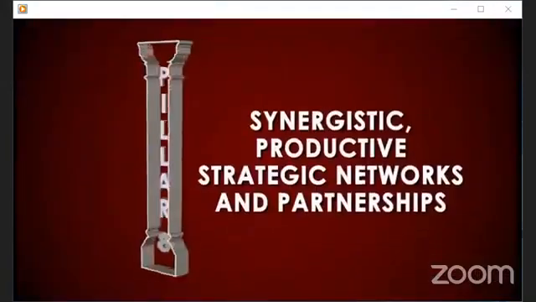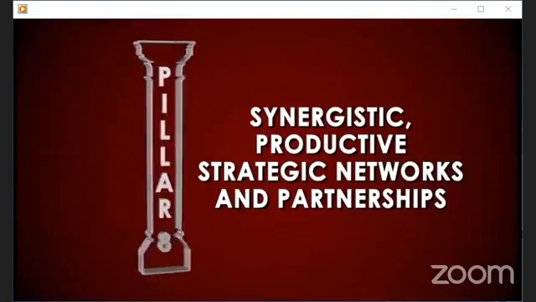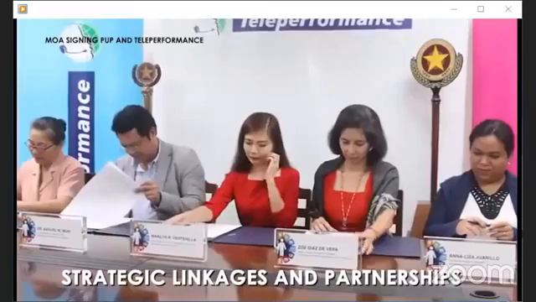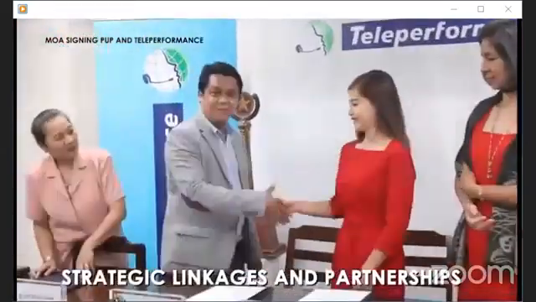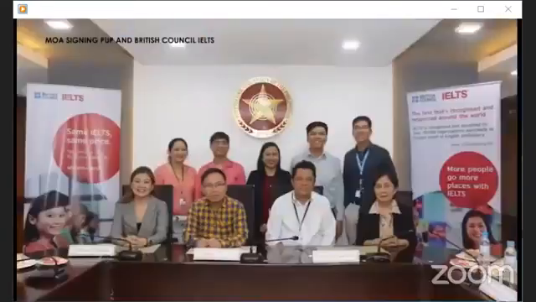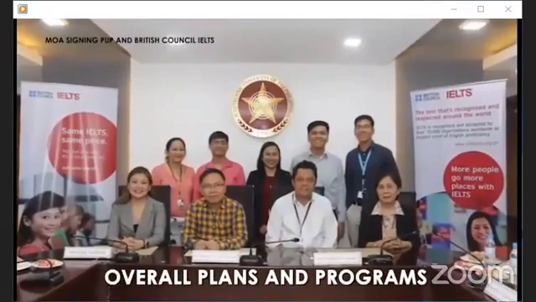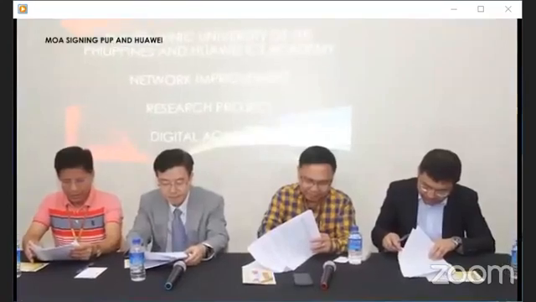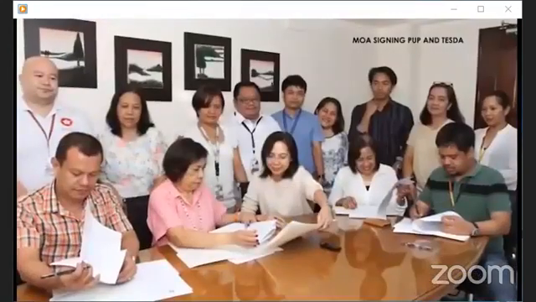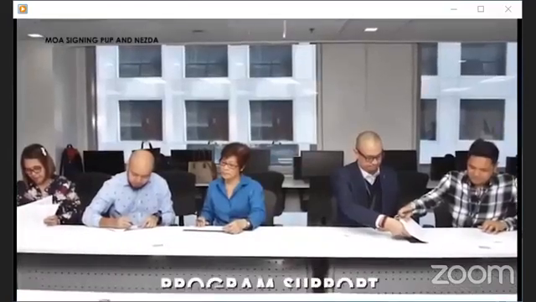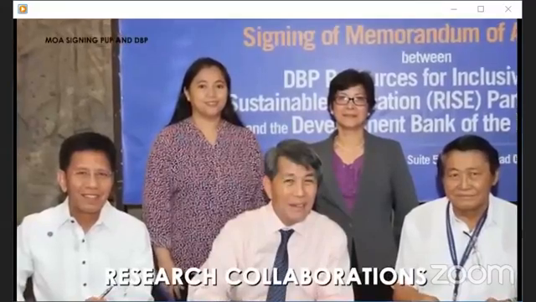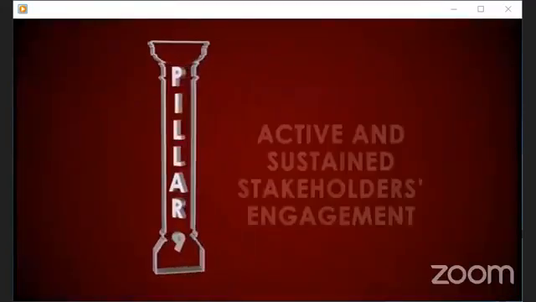Pillar 8. Synergistic, productive, strategic networks and partnerships. Synergize and forge strategic linkages and partnerships across all sectors of society and the global community in line with the overall plans and programs of the university. Establishing alliances with the government, industry sector, NGOs, and the academe will lead to resource sharing, program support, and research collaborations beneficial for all.